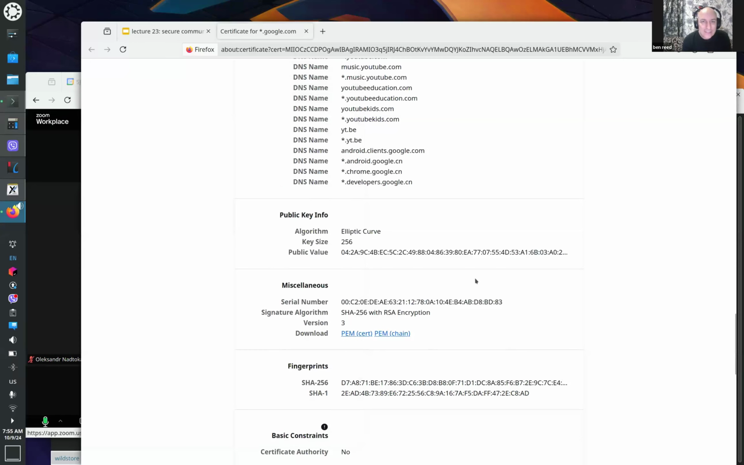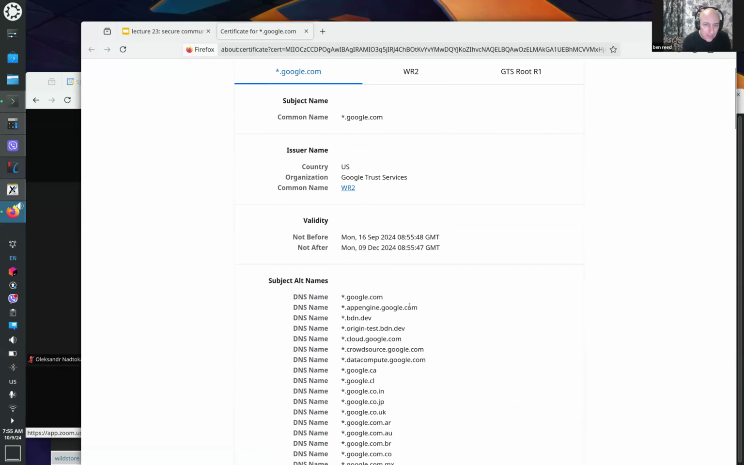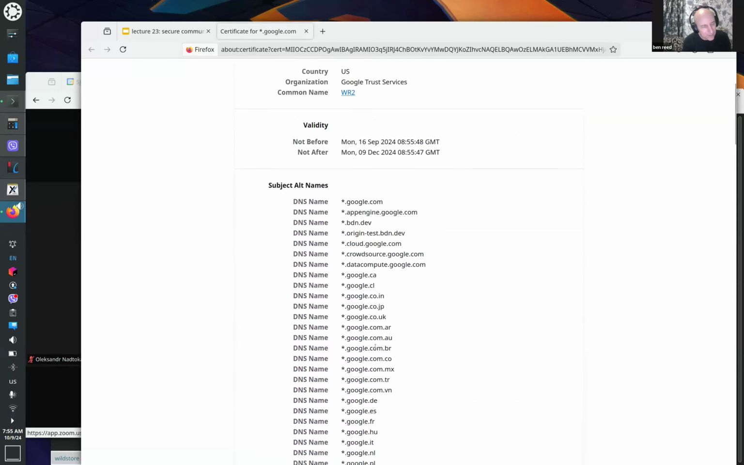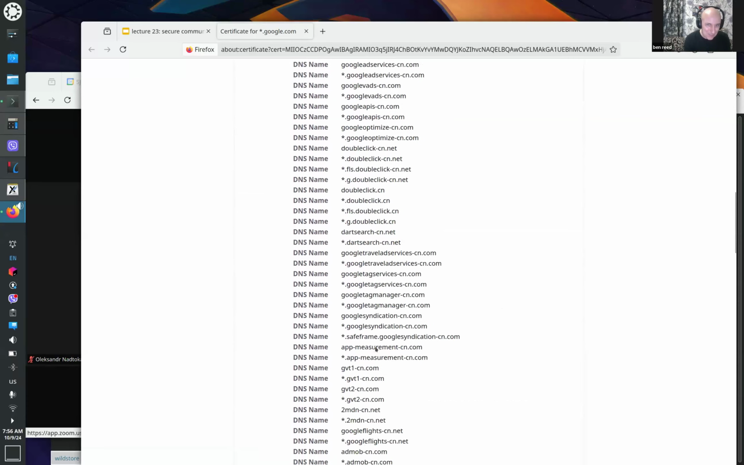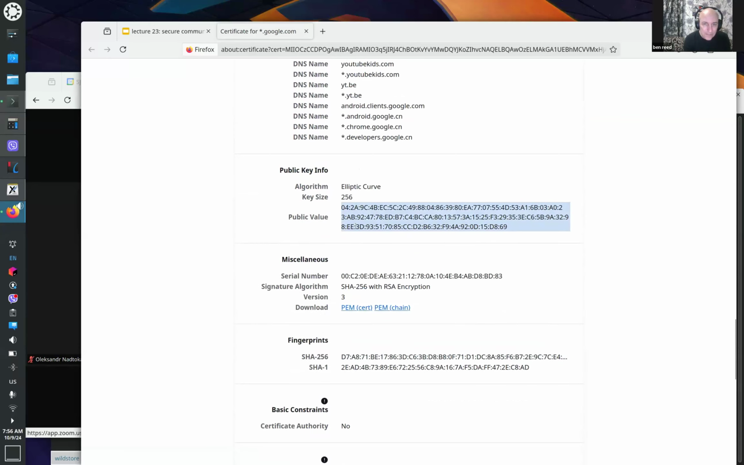So on this screen, you can see the names. These are the names that the server is claiming to be. This is Google, so it has a lot of names that it claims to be. And also, we get the public key. This is the public key. It uses elliptic curve.